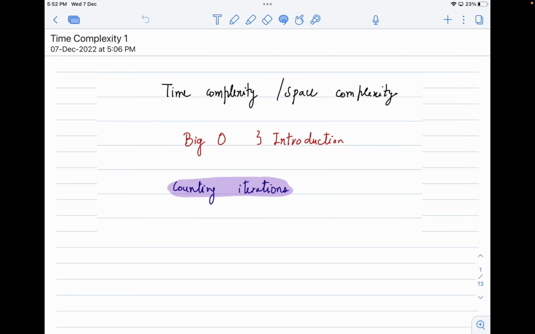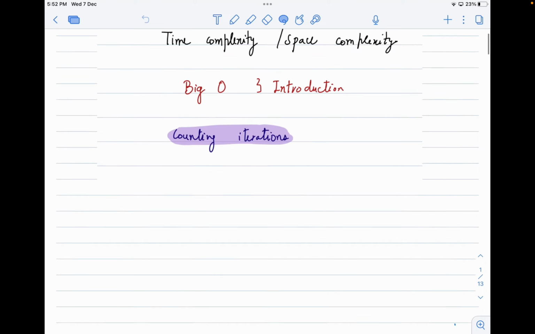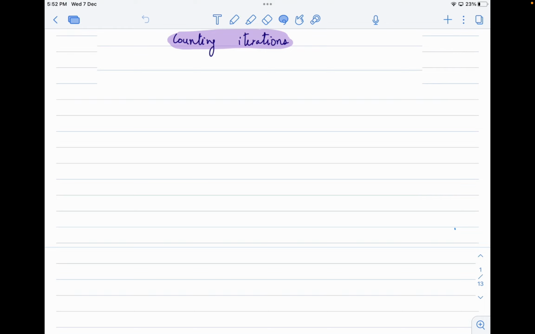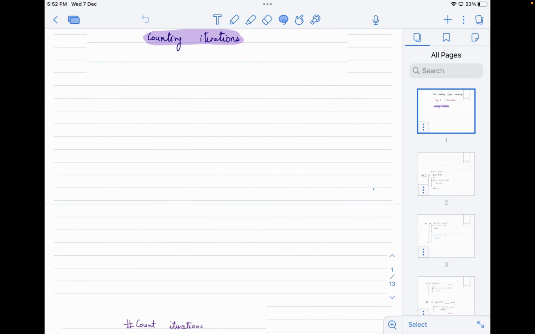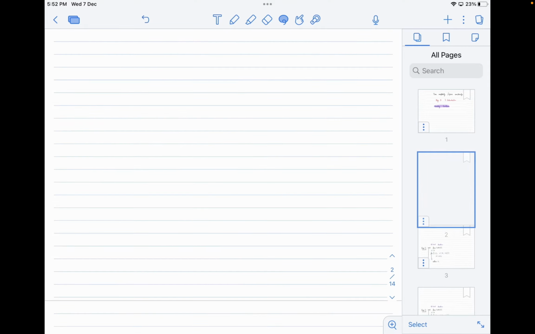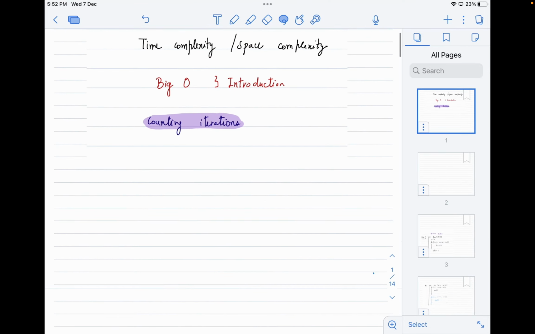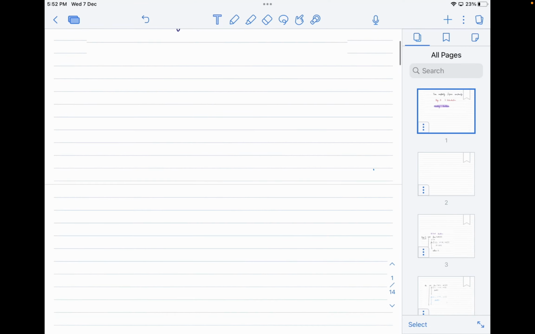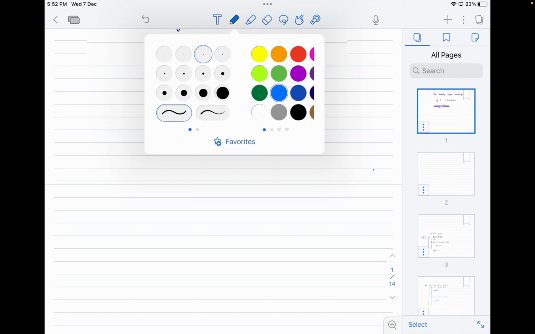Before that, I want to tell you that to count the iterations, it is not just counting. There are a few topics or concepts that we need to follow to find it. What are those? Let's talk about it without wasting time. Let's start learning.